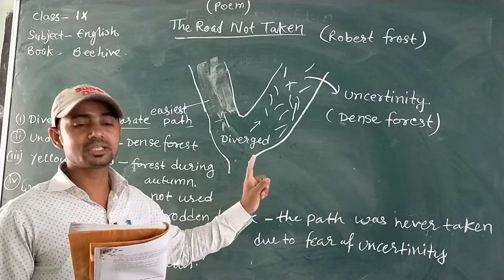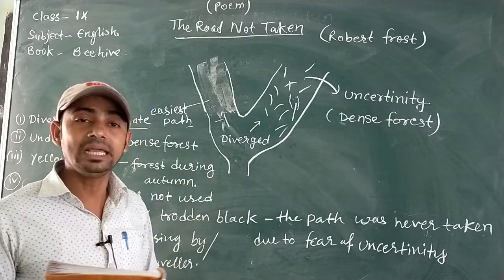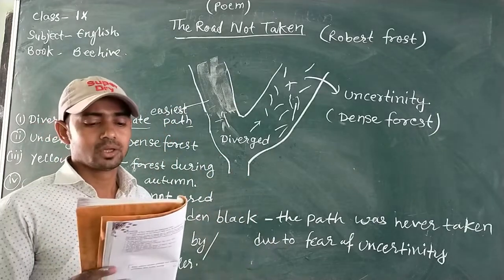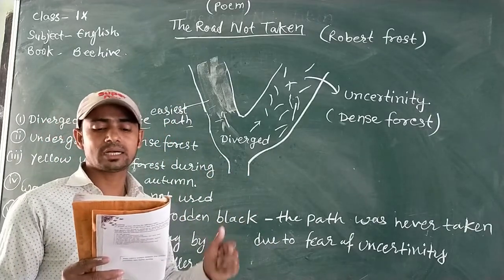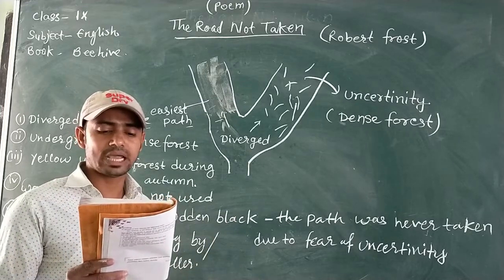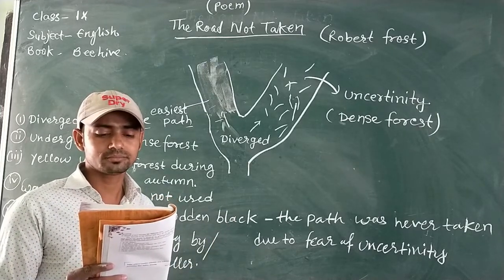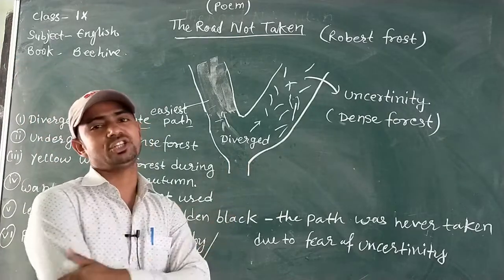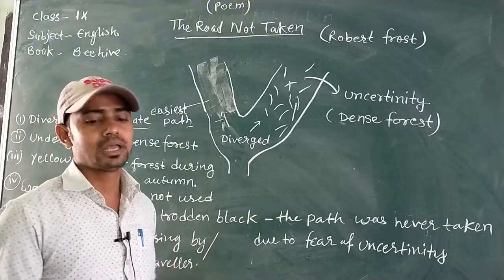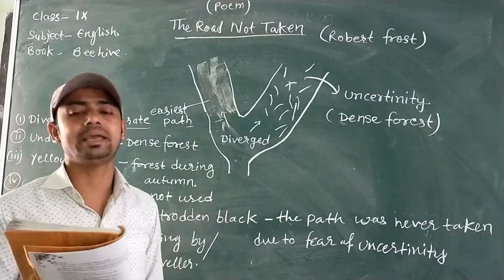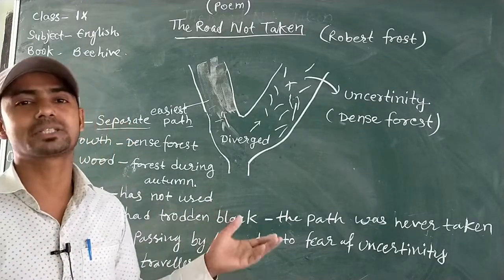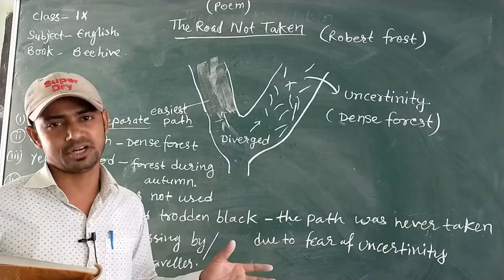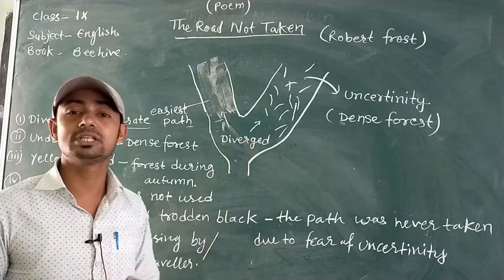He selected this one because of the challenging path. He loved the challenging path. He loved to use challenges. Though as far as that passing there had worn them really about the same. The poet expressed that though it is an extremely challenging path, every traveler passing by, the person who passes through this path, has some fear of uncertainty. That is why they haven't chosen this path.